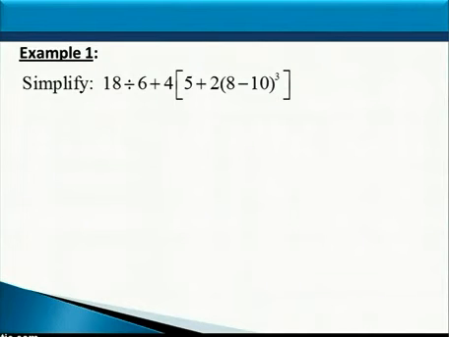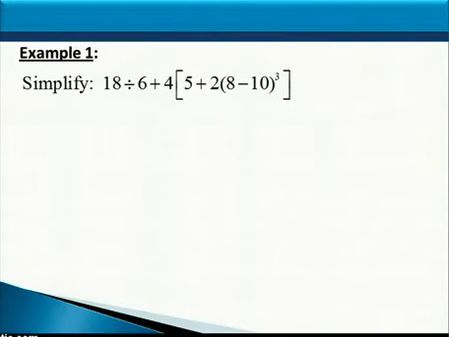Let's look at an example that has a little bit of everything. Notice that we have parentheses and brackets. We also have an exponent. We have some multiplication and division, and we have some addition and subtraction. So let's go through the order of operations to simplify this expression down to a single number.